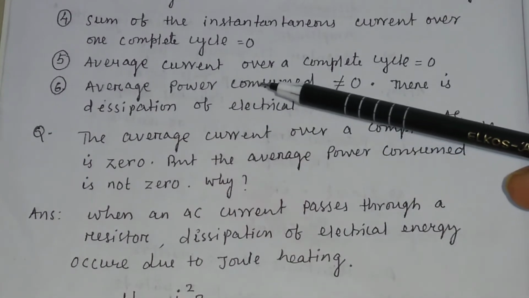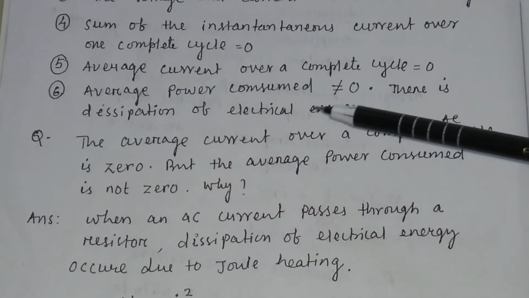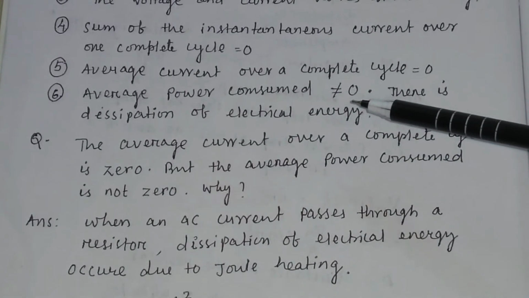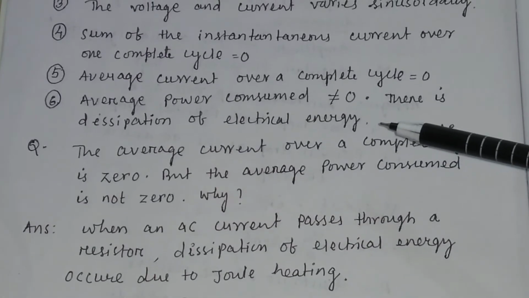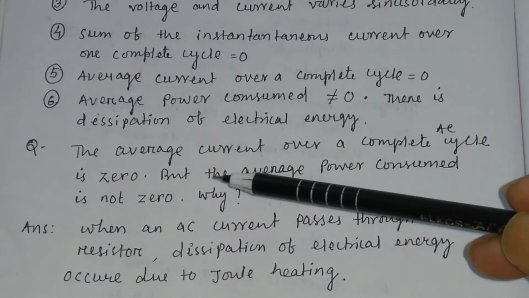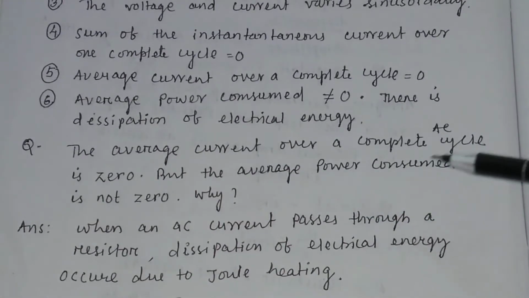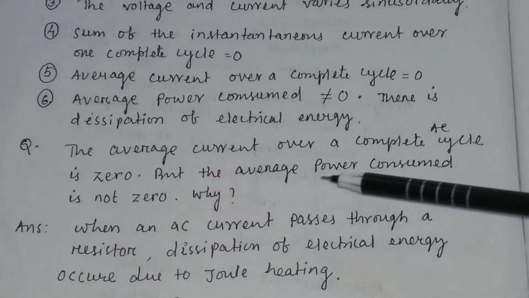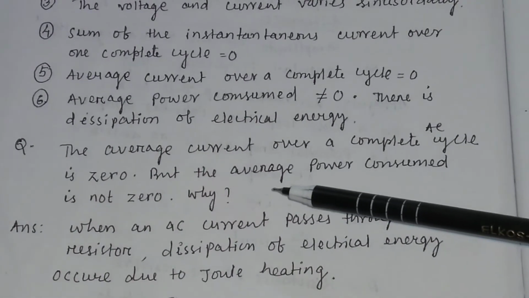Though the average current over a complete cycle is equal to 0, the average power consumed is not equal to 0. There is a dissipation of electrical energy in the form of heat. So it is a question why the average current over a complete AC cycle is equal to 0, but the average power consumed is not 0.